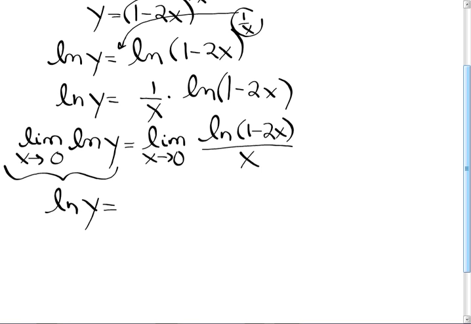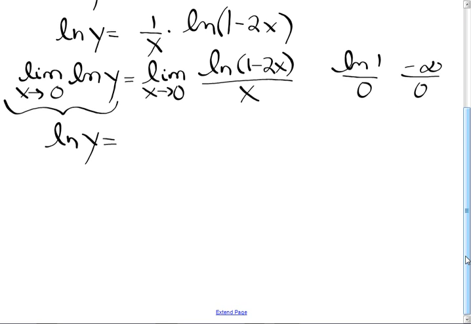If I put in 0, what do I get? I get the log of 1 over 0, which is negative infinity over 0. Oh, I can. It's still indeterminate. Anytime it's indeterminate, I can. Yep. Infinity over infinity, 0 over 0. Any one of those 7 indeterminate forms, L'Hopital's rule probably applies. So let's do L'Hopital's on the right-hand side.